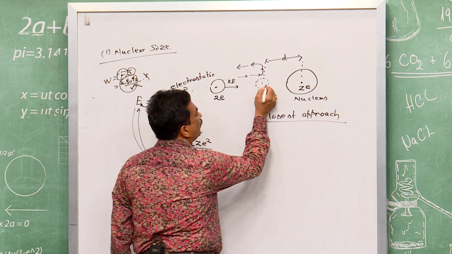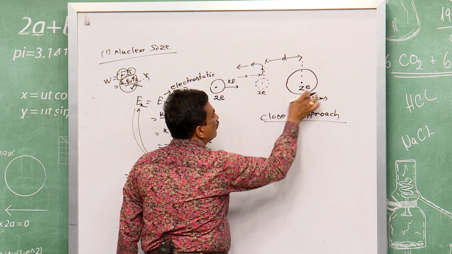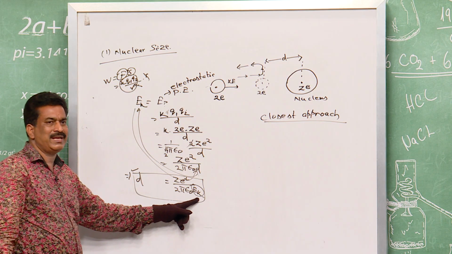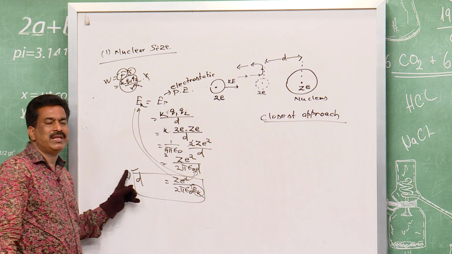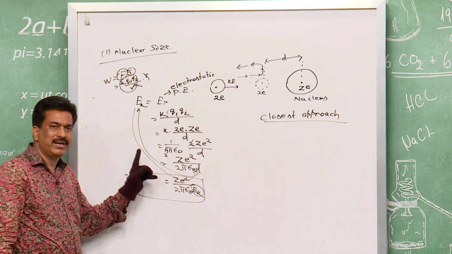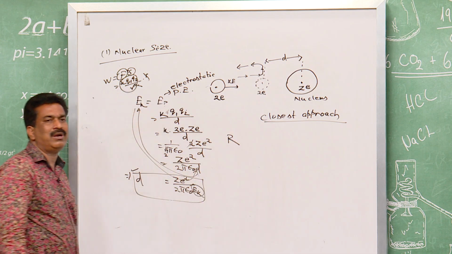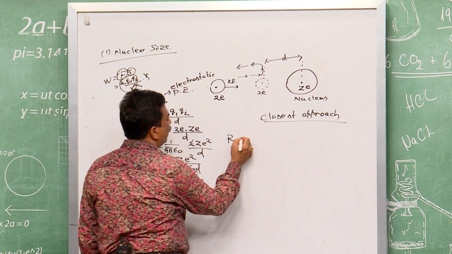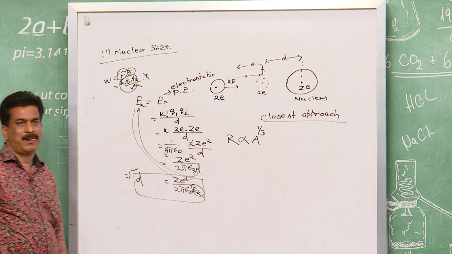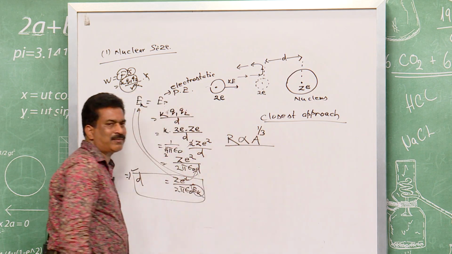If the distance D decreases, it means the nuclear size will be different. So the nuclear size and the energy are related, and for different atomic nuclei it is observed that if R is the nuclear radius, then R is proportional to A to the power of 1 by 3. So the question comes, how is R proportional to A to the power of 1 by 3?